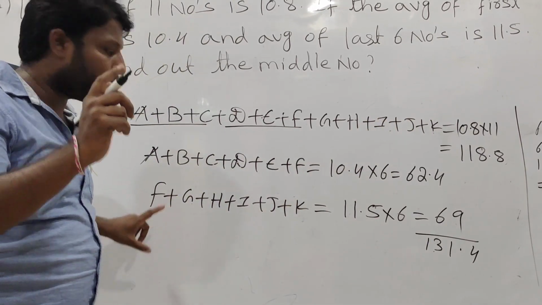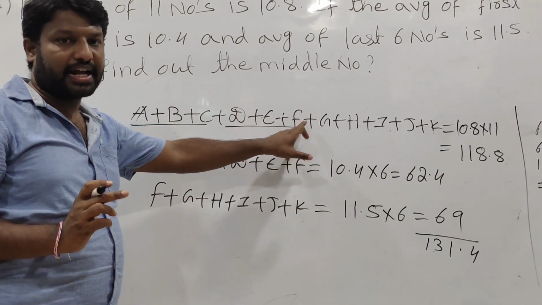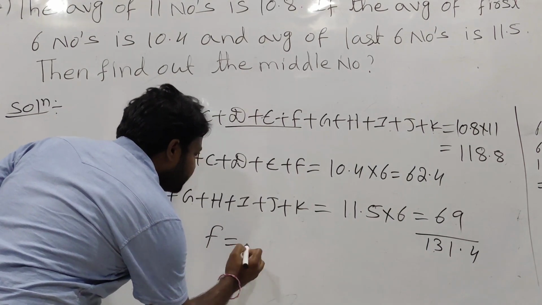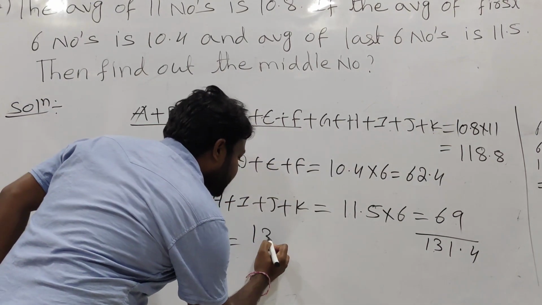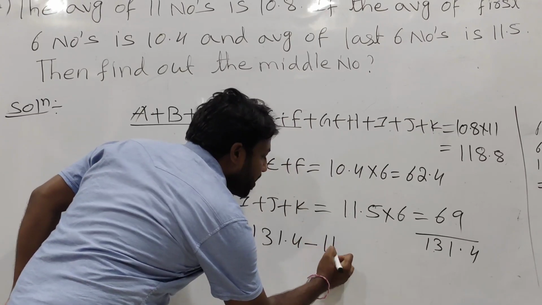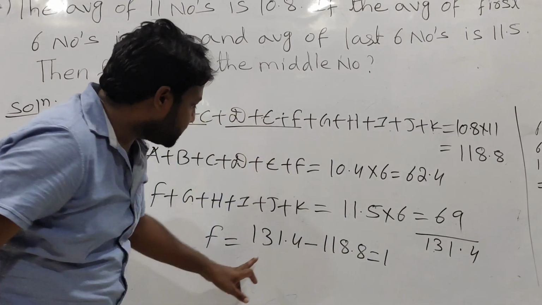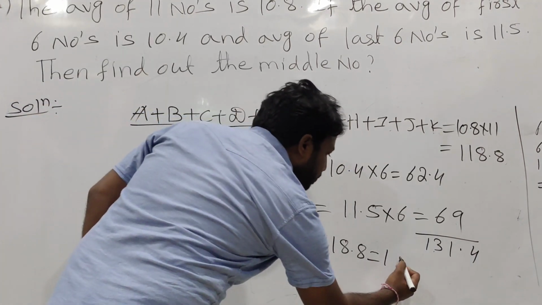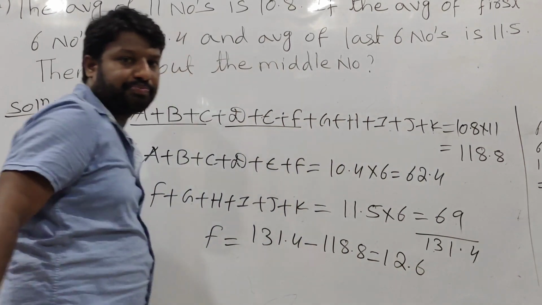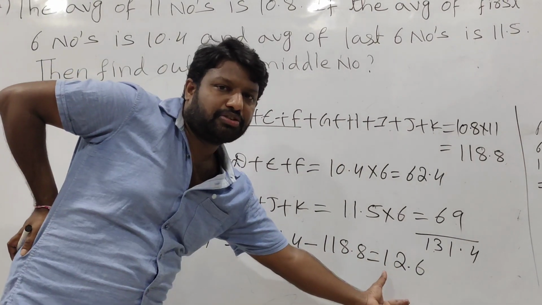So what will remain? Only one F, because here F plus F, two F's are there, and only one F gets cancelled. F will be remaining. F's value is nothing but this minus this. That is nothing but 131.4 minus 118.8, which is 12.6. So this is the middle number. What is the middle number? The middle number value is 12.6.